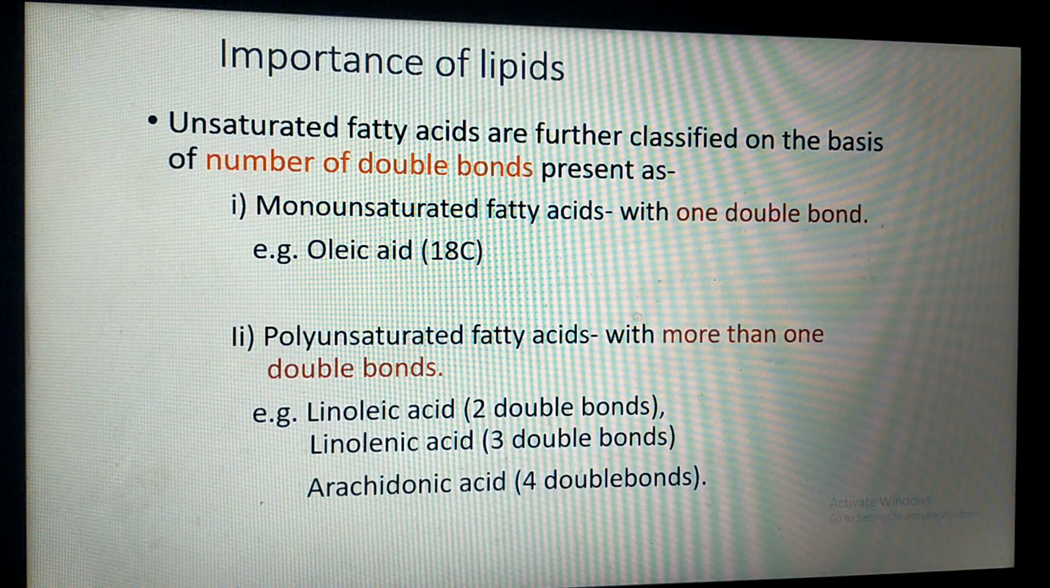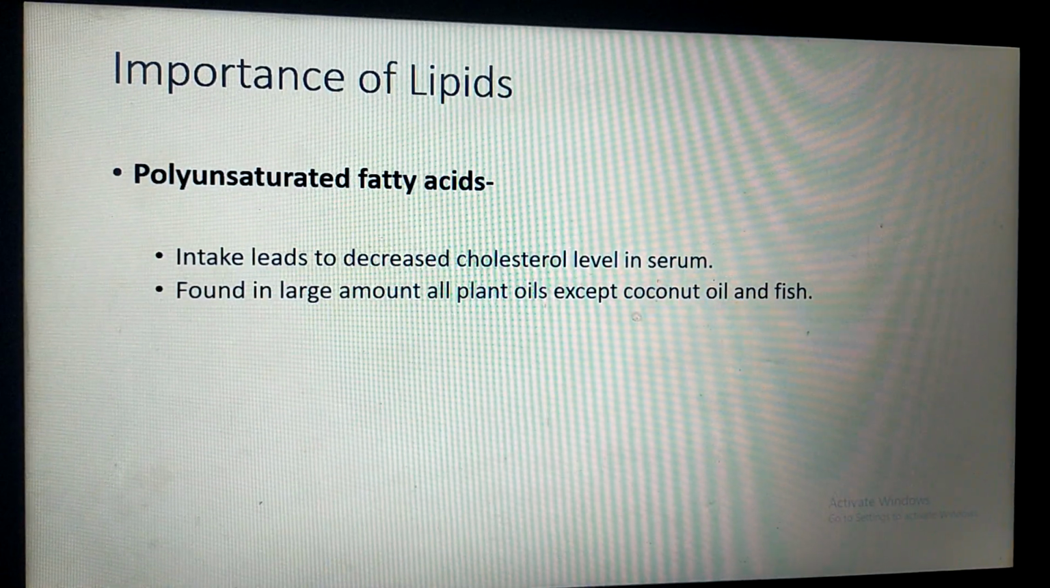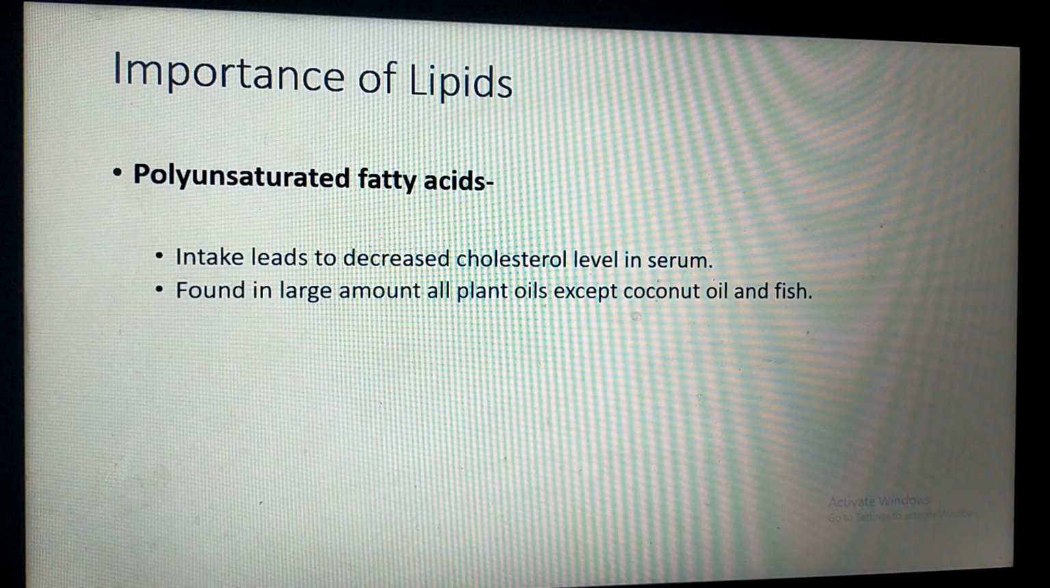Polyunsaturated fatty acids means the fatty acids which have more than one double bond. Example, linoleic acid, 18 carbon, 2 double bonds. Linolenic acid, 18 carbon, 3 double bonds. Arachidonic acid, 20 carbon with 4 double bonds. Intake of polyunsaturated fatty acid decreases the cholesterol level. These polyunsaturated fatty acids are present in all plant oils except coconut oil, and they are also found in fish.